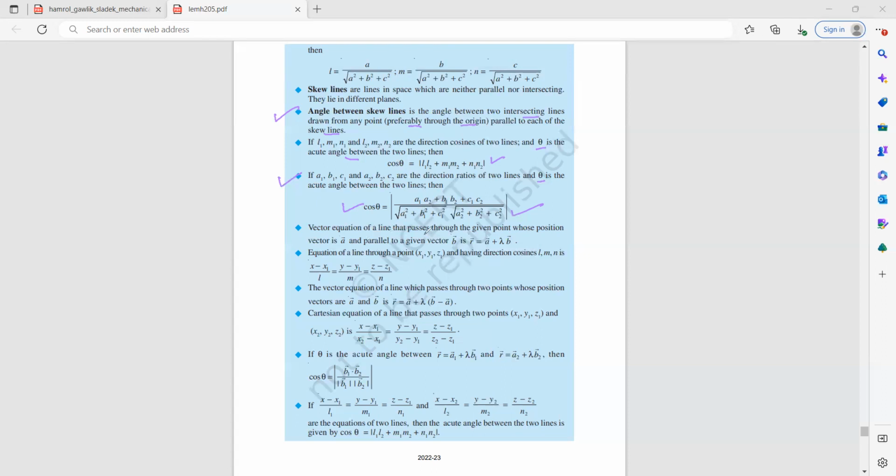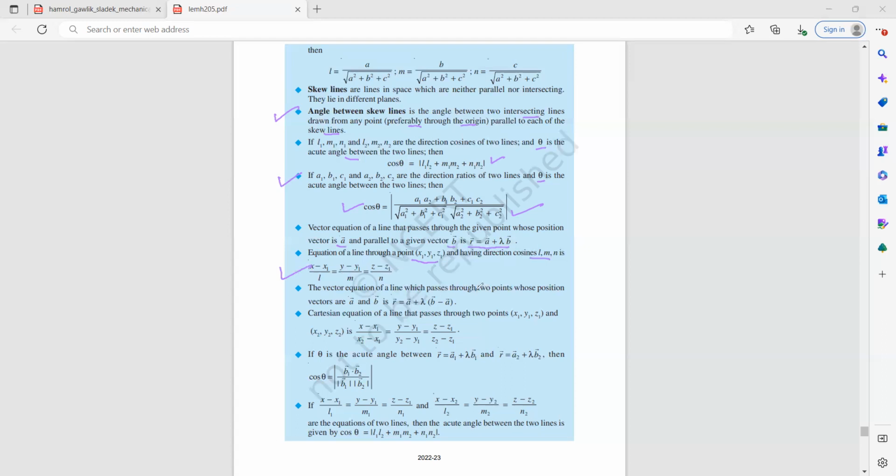The vector equation of a line that passes through a given point whose position vector is a and is parallel to vector b is r equals a plus lambda b. The equation of a line if one point x1, y1, z1 is given and direction cosines are given as l, m, n is: x minus x1 over l is equal to y minus y1 over m is equal to z minus z1 over n.